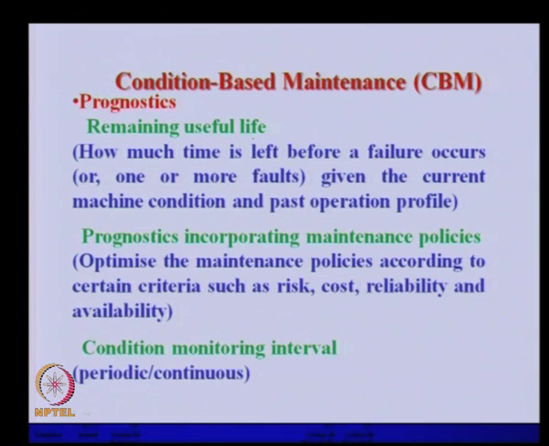Apart from this, prognostics incorporating maintenance policies optimize the maintenance policies according to certain criteria such as risk, cost, reliability and availability. If we can integrate the prognostics along with the maintenance policy, that will be very useful. Then third is the condition monitoring interval, periodic or continuous. Depending upon the type of machine and criticality of the machine, we can decide whether a particular machine requires periodic monitoring or continuous monitoring.